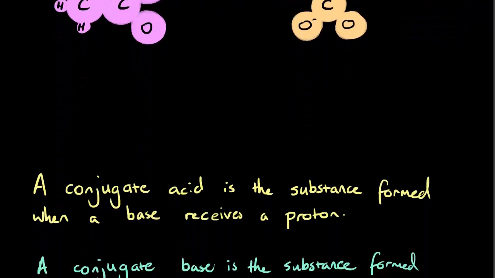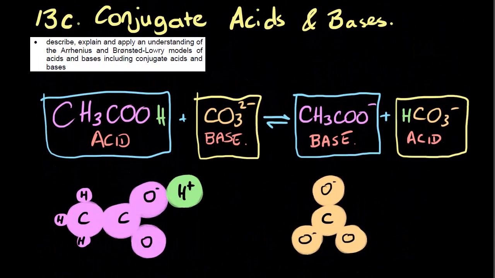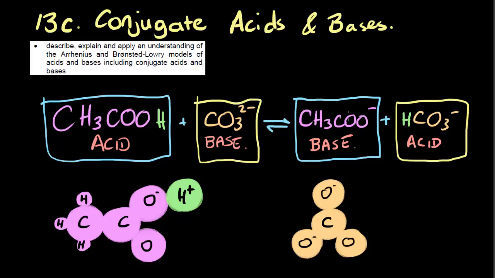For some more formal definitions, a conjugate acid is the substance formed when a base receives a proton. A conjugate base is the substance formed when an acid loses a proton. You might also see the term conjugate acid-base pair, and that's simply referring to an acid and its corresponding conjugate base. So in our previous example, I could say that acetic acid and acetate are a conjugate acid-base pair, or carbonate ion and hydrogen carbonate ion are an acid-base pair.